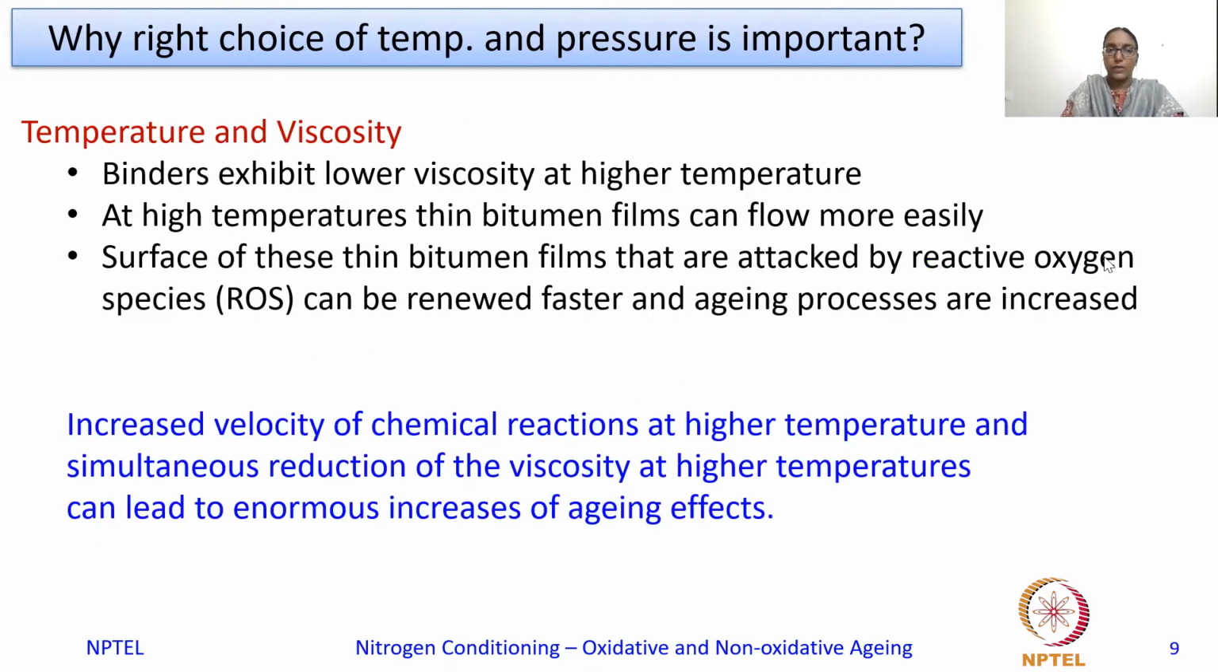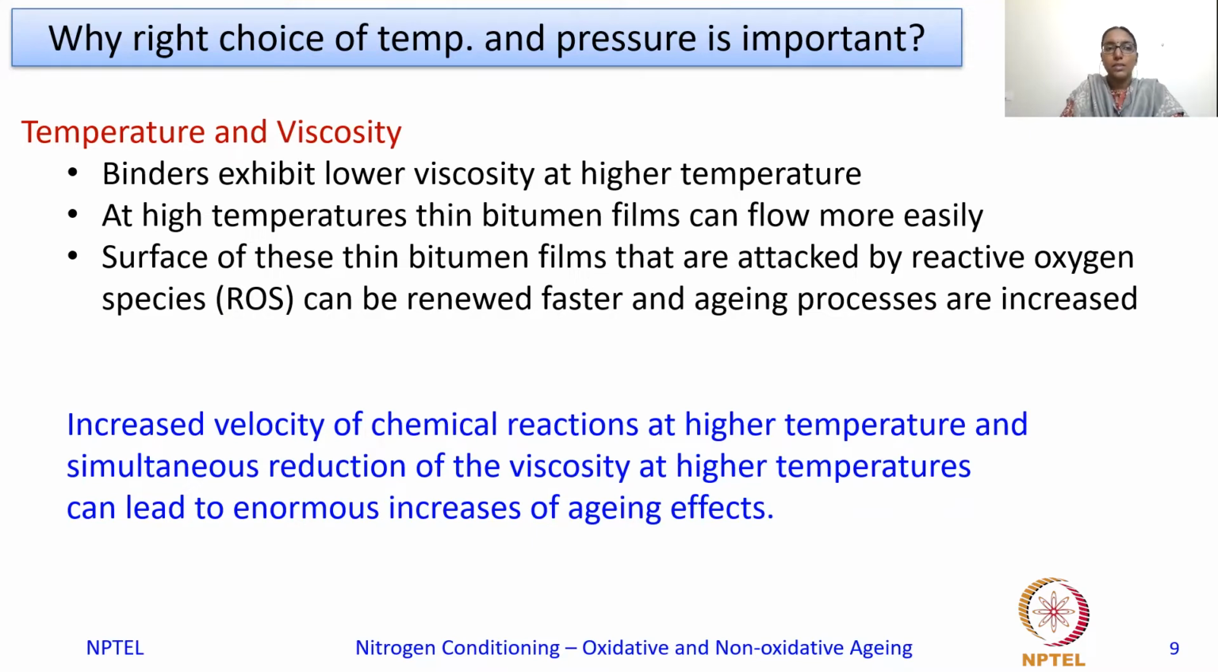Now, if you look at the relation between temperature and viscosity, at higher temperatures the binders will have a lower viscosity, and at this viscosity it will be able to form a thin film around the aggregates, so it flows more easily. The surface of these thin films will be easily attacked by the reactive oxygen species available in the atmosphere, and the aging process will increase. Okay, so there are two effects here.